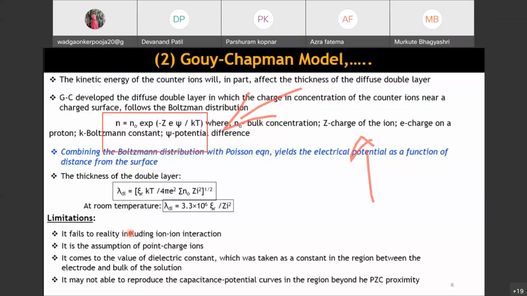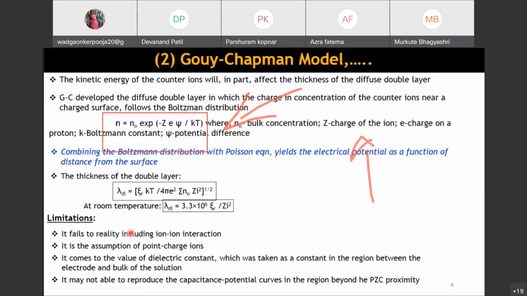But this psi, in quantum chemistry, is nothing but a wave function. But here we are representing this psi as the potential difference. So please do not confuse this psi with our quantum psi.